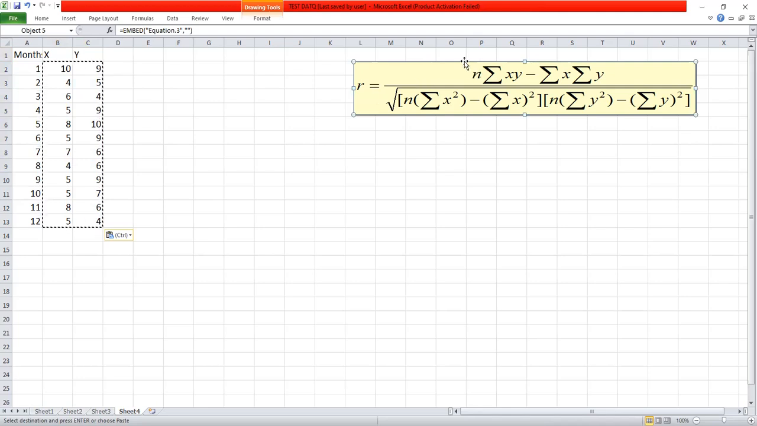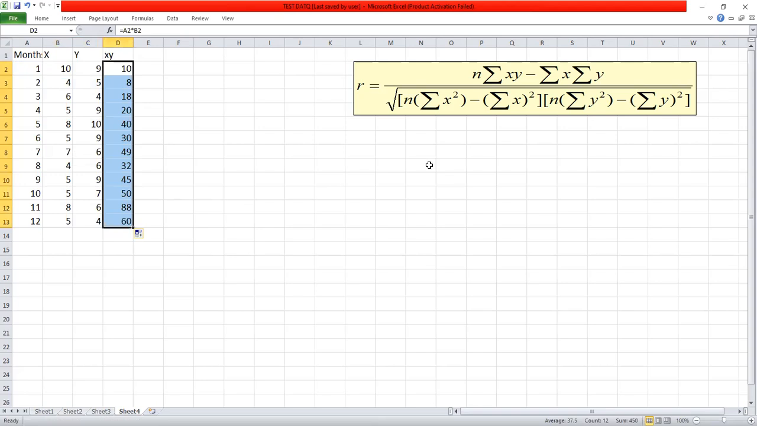This table tells you that N we know is 12 months. XY means that you require a column here called XY for each month. And I do it for all of the months. Then of course I'll sum. We also need sigma X and sigma Y and sigma XY. So I can sum all these, because I'm using Excel.